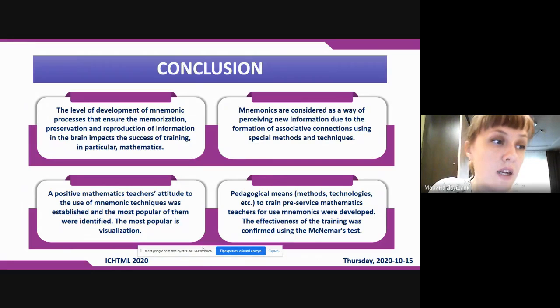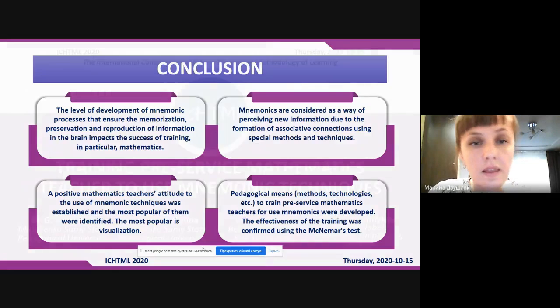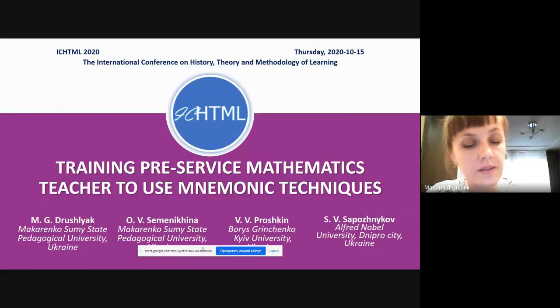Also, the classification of software used to create visual models was presented, and the training for mastering mnemonic techniques for the presentation of educational mathematics material was developed. The effectiveness of the training was confirmed using McNemar's test. Thank you for your attention.